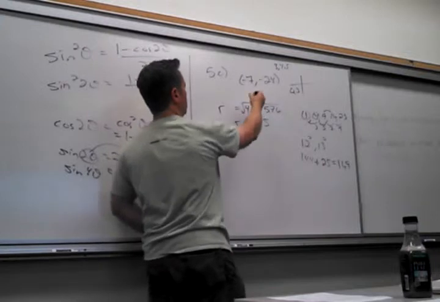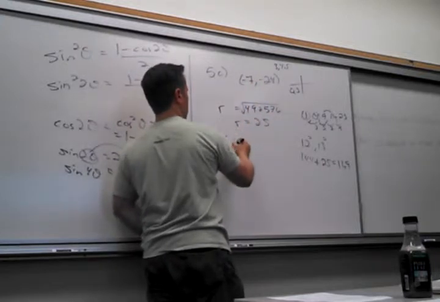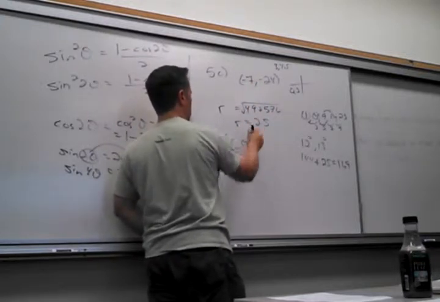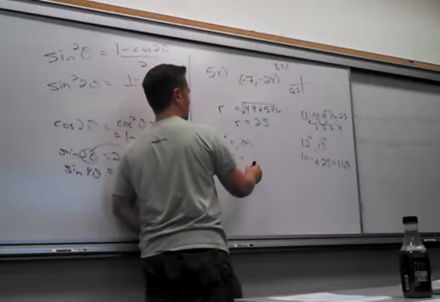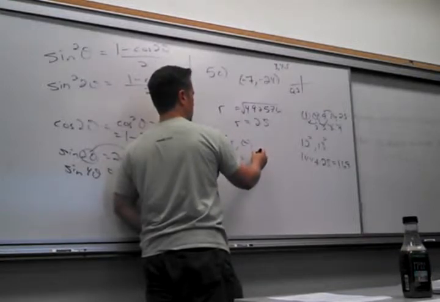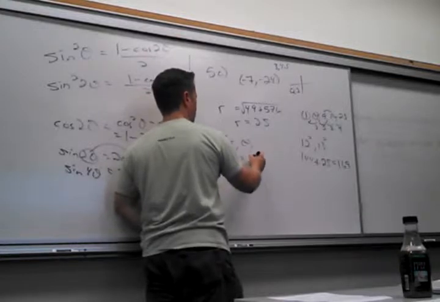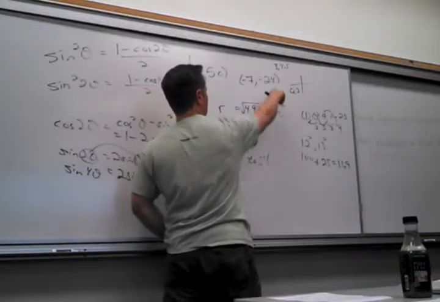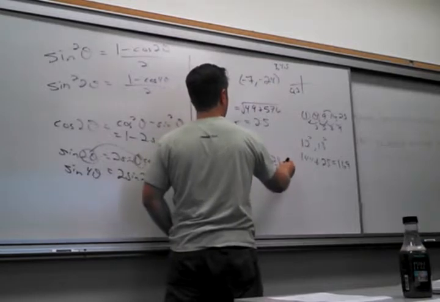All right. So what else do I need to complete this? Theta. Yeah, I need R and theta. So far I've got R. How do I get theta? What about tangent? It's equal to inverse tangent of y over x.